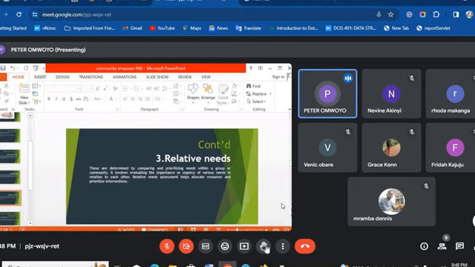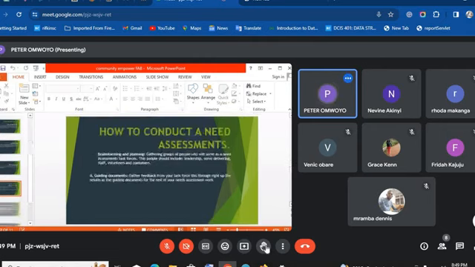That's a good observation. And then we have the relative needs. Now the relative needs, this is when you try to prioritize between the perceived and the expressed needs within the community. So those are the three types of needs. When you're going to do your needs assessment, you will have to understand the three types of needs. Now that we understand the types of needs, it's good we look at how you can conduct the needs assessment.